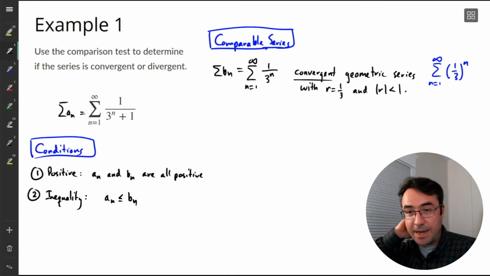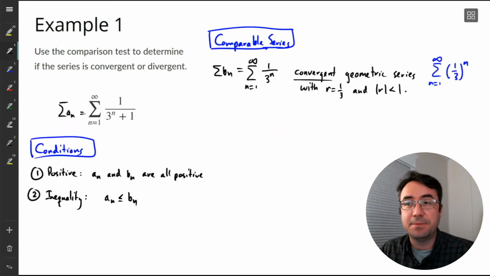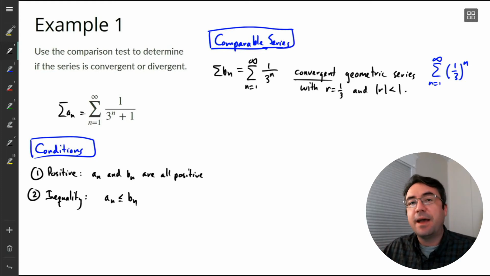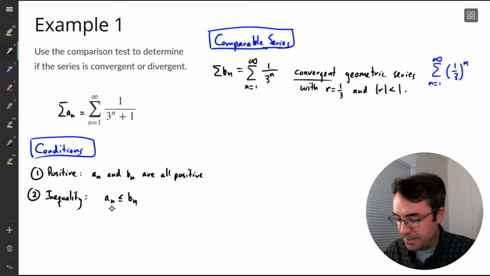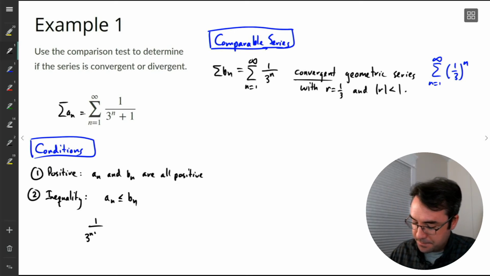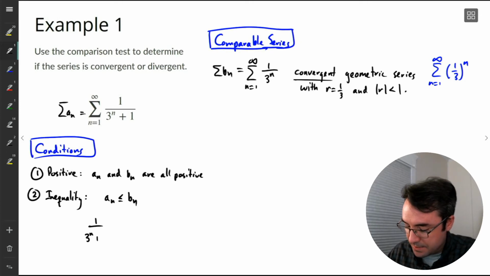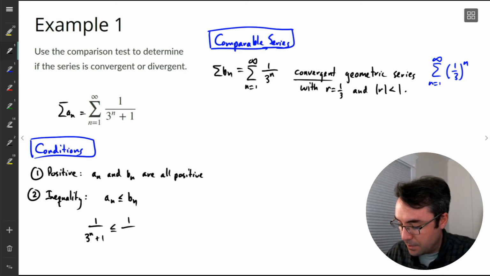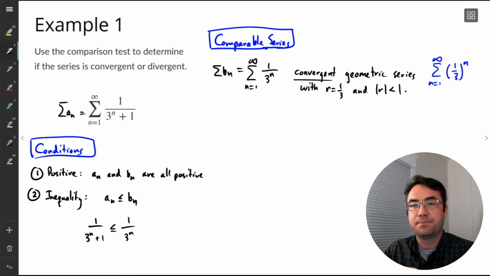All right, so let's try it out. We want to show an is less than or equal to bn. There are a couple of ways to show that an inequality is true, but usually a nice easy way is to start with what you want and simplify it until you get to a point that is clearly true. So let's try it here. What is an? Well, that is 1 over 3 to the n, and our plus 1 is in the denominator. We want that less than or equal to 1 over 3 to the n.